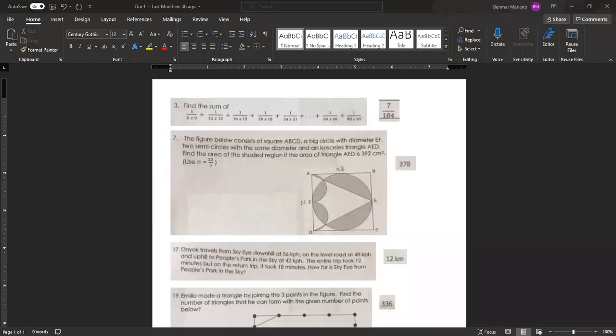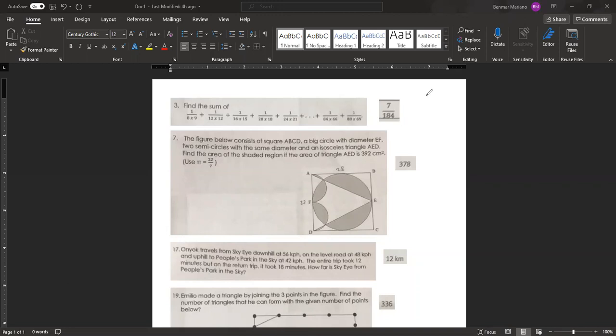Okay, so find the sum of 1 over 8 times 9 plus 1 over 12 times 13 plus 1 over 16 times 17, dot dot dot, plus 1 over 88 times 89. This one is hard to solve if you are not really familiar with the triangular numbers. So for us to answer number 3, it will be like this.